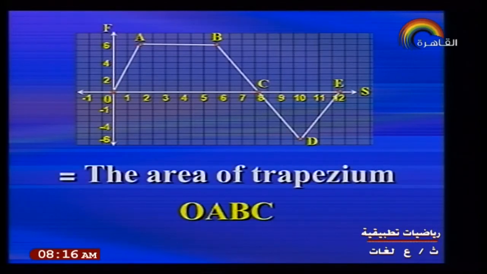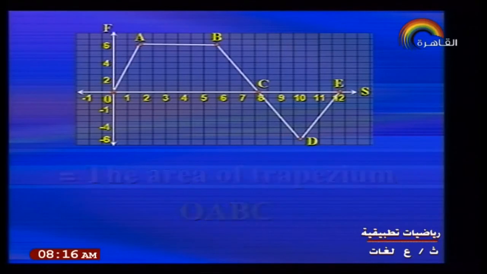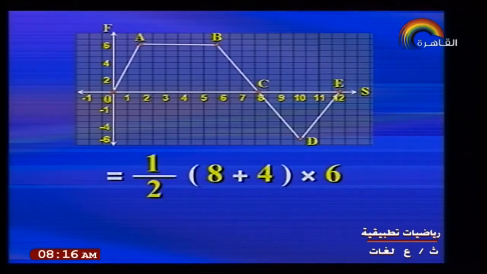Area of a trapezium or trapezoid OABC equals what? Half bracket contains 8 plus 4, times 6. What is the 8? The base 1. What is the 4? The base 2. What is the 6? The height. The area of a trapezium is half the sum of two bases times height, equal 36 joule.